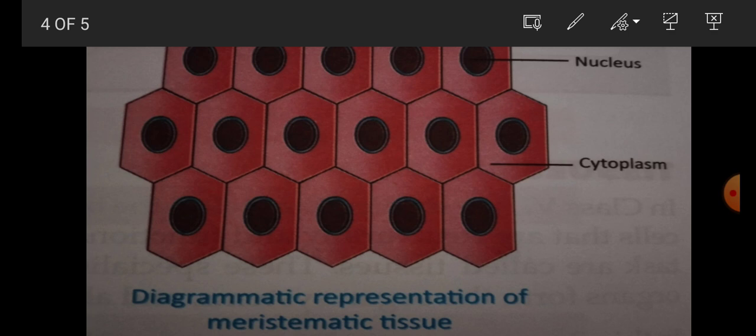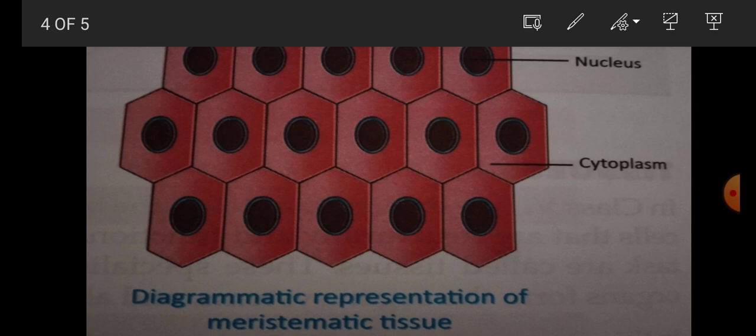These new cells, you can see here, are small box-like structures. They contain a large number of tiny vacuoles and a large nucleus. This is a representation of meristematic tissue. So what are the characters of this meristematic tissue? One by one we'll see the characters of meristematic tissue.